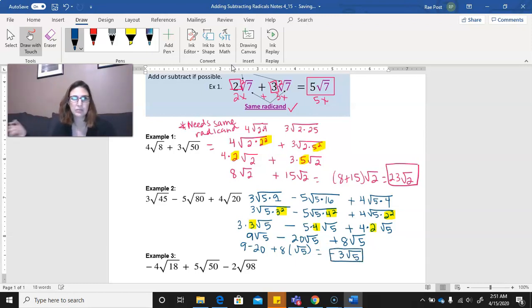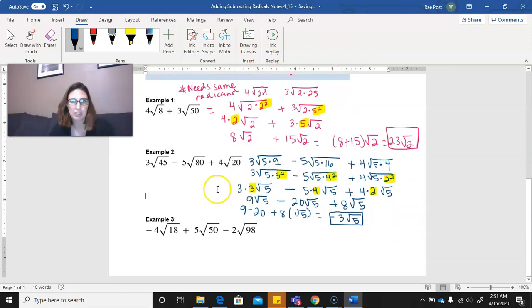Okay, so that's what you should have gotten for example number 2. I'm going to give you one more example to work on. I'm going to pause the video. I want you to try negative 4 times the square root of 18 plus 5 times the square root of 20 minus 2 times the square root of 98. Try to make sure these all have the same radicand, so then you can just add the coefficients in the front. You're going to pause the video and try this, and then you're going to come back and check and see if we got the same thing.